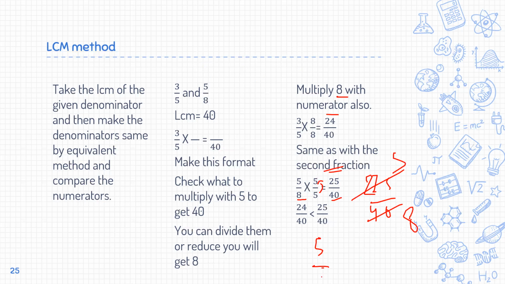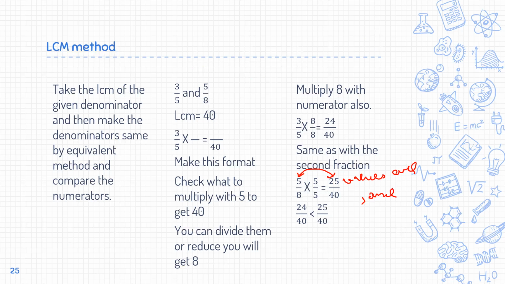Means 5 upon 8 is equal to 5 upon 8. Means 25 upon 40 is equivalent to 5 upon 8. Meaning the values of both are the same. Okay, the values are the same of both.